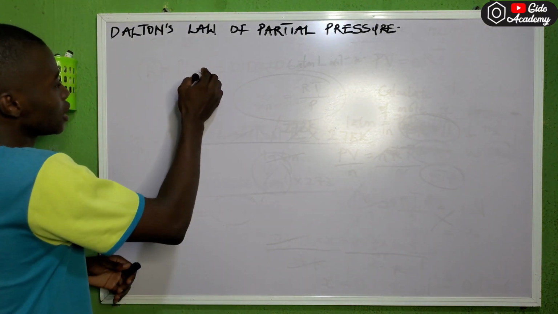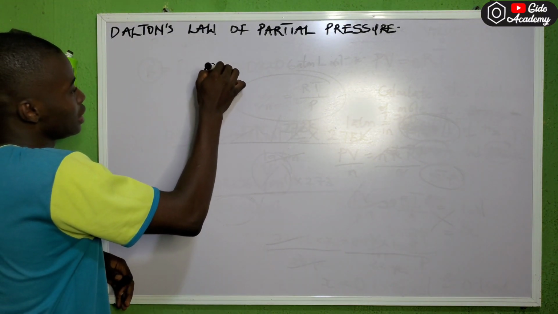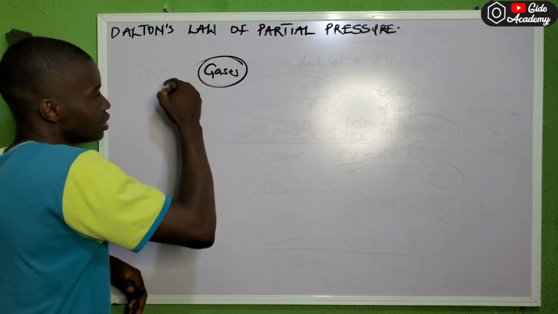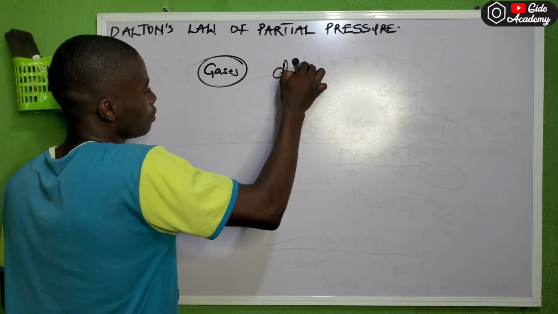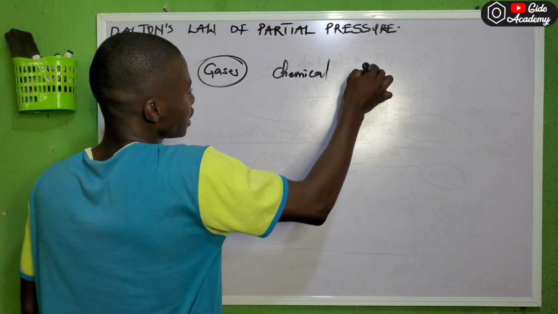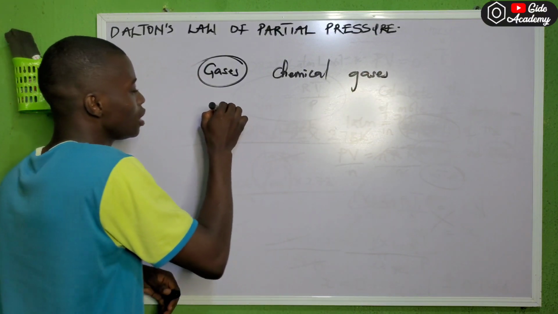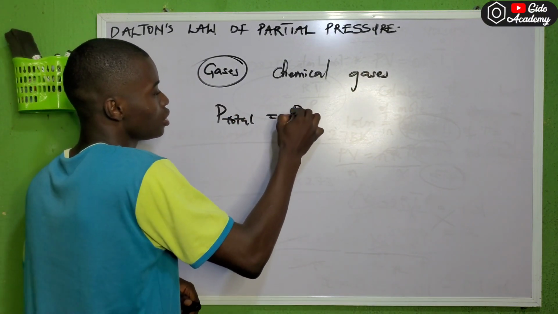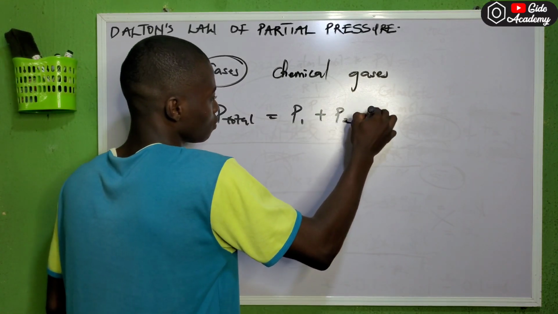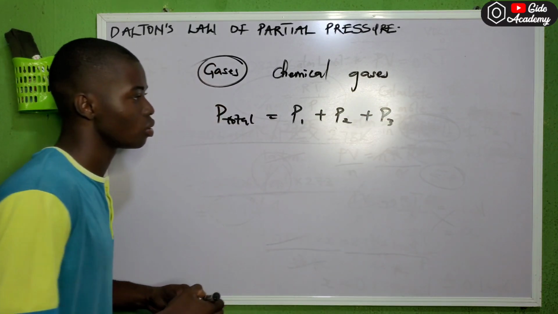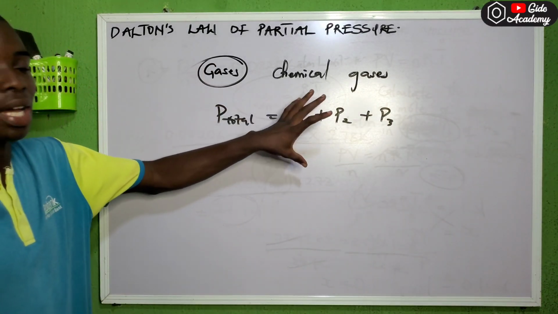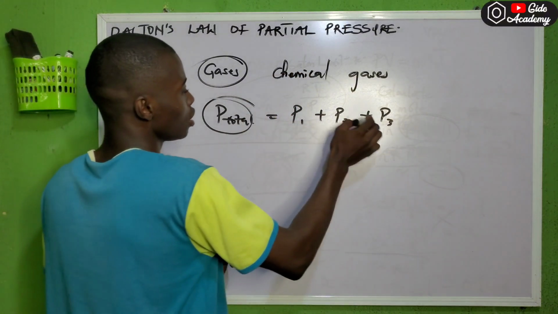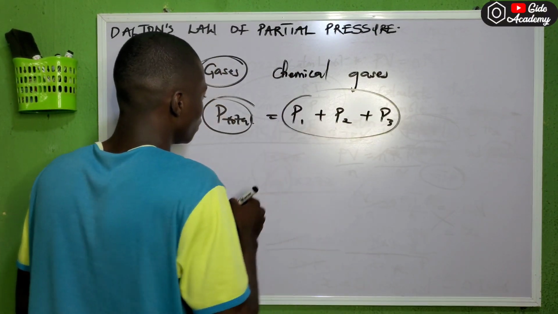Dalton's law of partial pressure talks about gases. Since you have seen pressure here already, you know that we're talking about gases that are not chemically combined. For gases that are not chemically combined, the total pressure, which is the P total, is equal to the sum of the partial pressures.